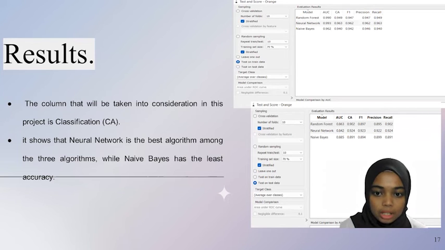So for the testing dataset, random forest has 90.2%, and neural network has 92.4% accuracy. Meanwhile, naive Bayes has 89.1% accuracy. So it shows that neural network is the best algorithm among the 3 algorithms, while naive Bayes has the least accuracy.